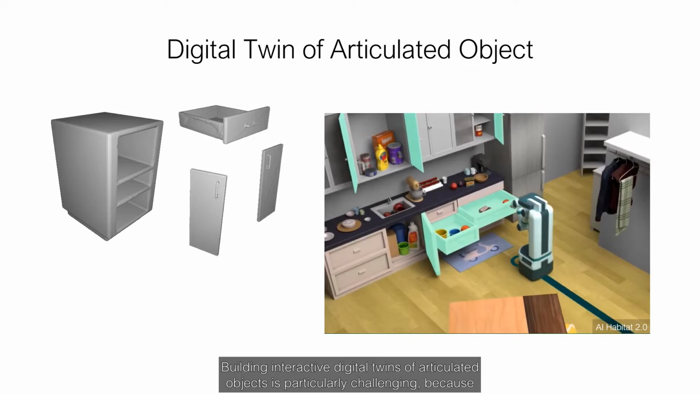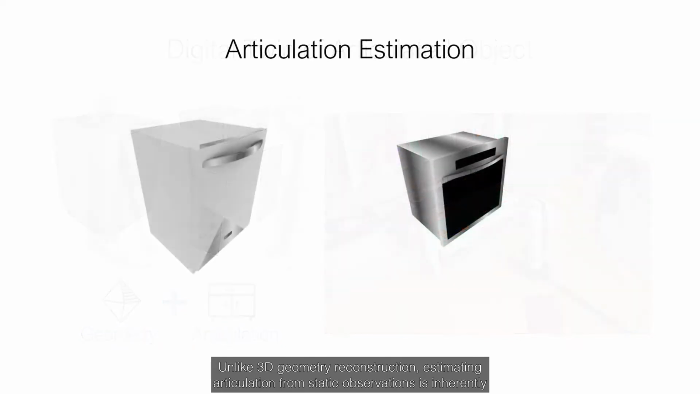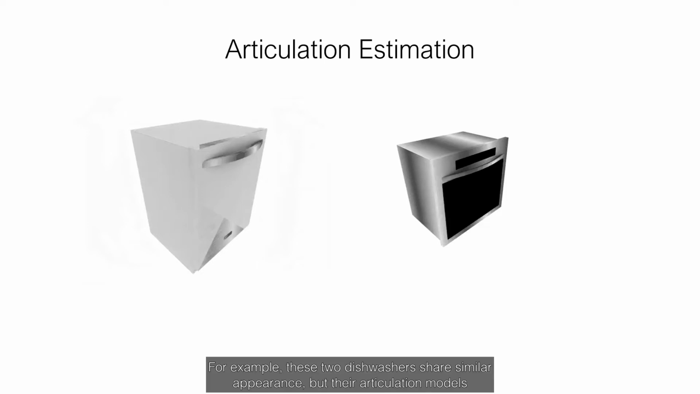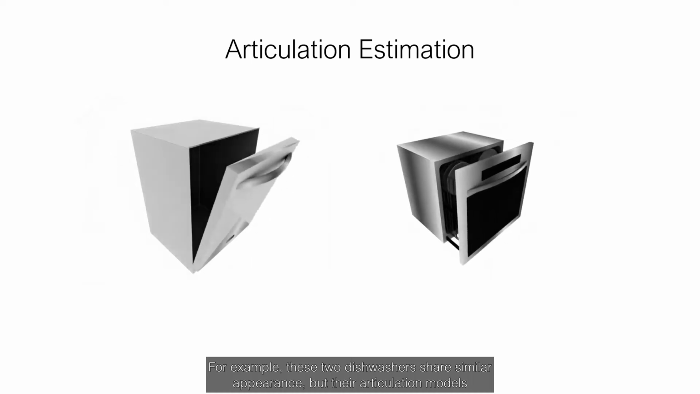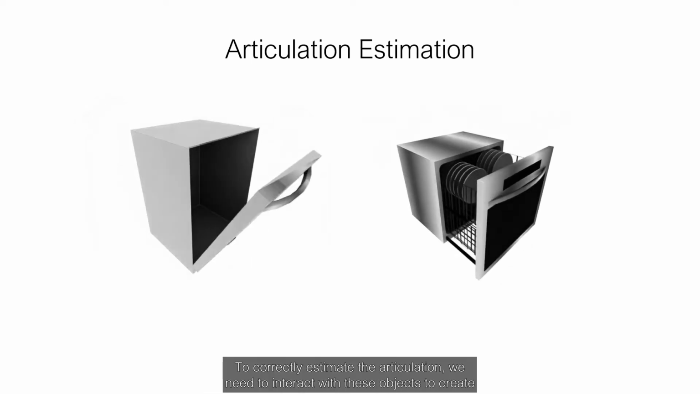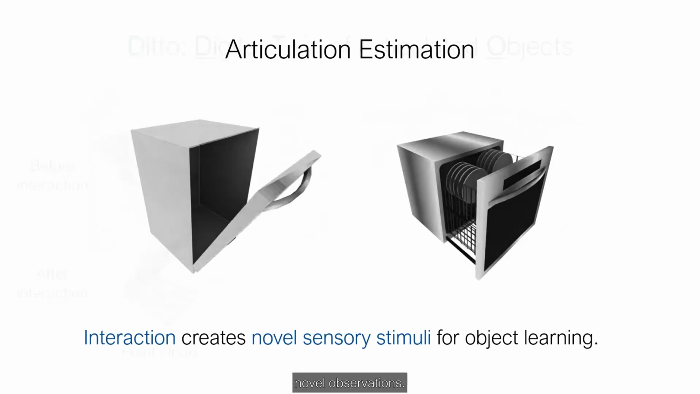Building interactive digital twins of articulated objects is particularly challenging because it requires recreating both the geometry and articulation of the object. Unlike 3D geometry reconstruction, estimating articulation from static observations is inherently ambiguous. For example, these two dishwashers share similar appearance, but their articulation models are very different. To correctly estimate articulation, we need to interact with these objects to create novel observations.